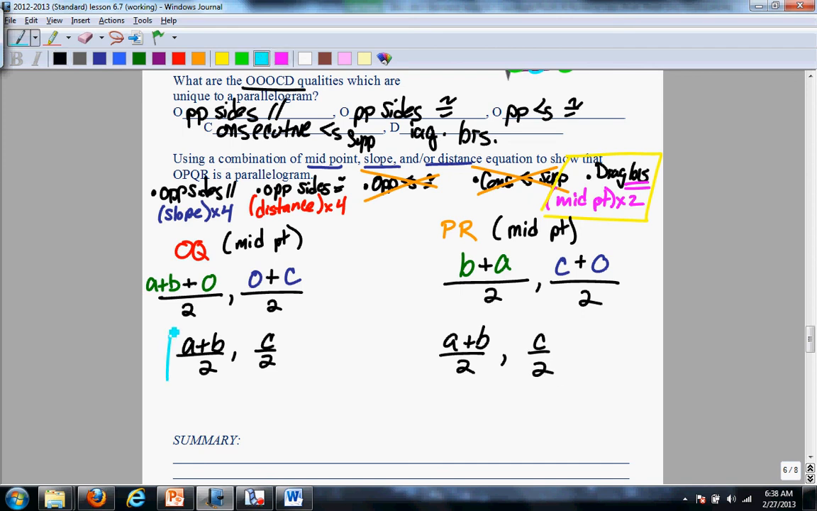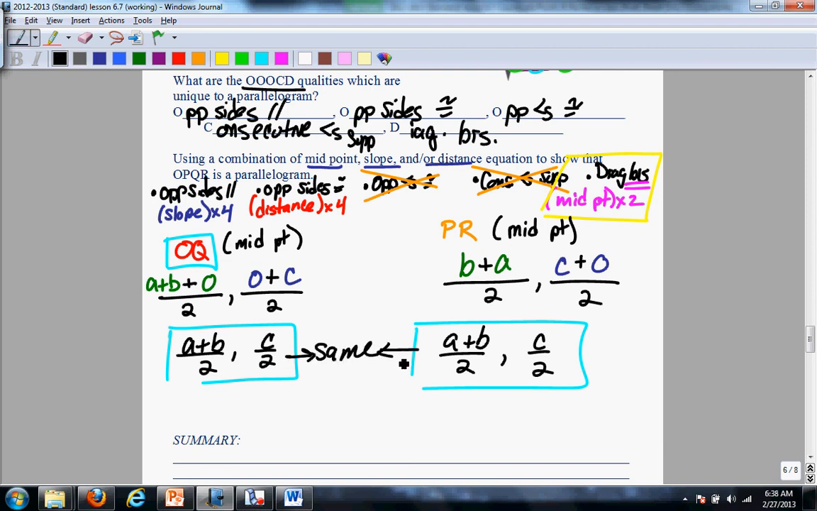So what we have here is the midpoint of both the diagonals is exactly the same. The midpoint of the diagonal O to Q is A plus B over 2, comma, C over 2. The midpoint of PR is A plus B over 2, comma, C over 2. They are the same thing. If they are the same thing, that means the diagonals bisect each other, which means that it is a parallelogram.